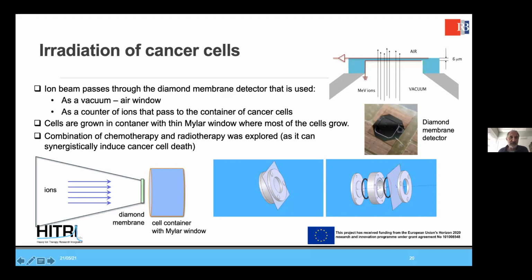So one of the advantages we have is that we have also diamond membrane detectors. So these detectors serve as a window between the vacuum and air, and can give us a signal when each of the ions goes through the membrane. So these diamond membranes are positioned just at the exit of the tube, just before the container in which you put the cells to be irradiated, so that when an ion goes through the membrane, it comes directly to the cells. So this is one very good possibility of using these low energy accelerators.